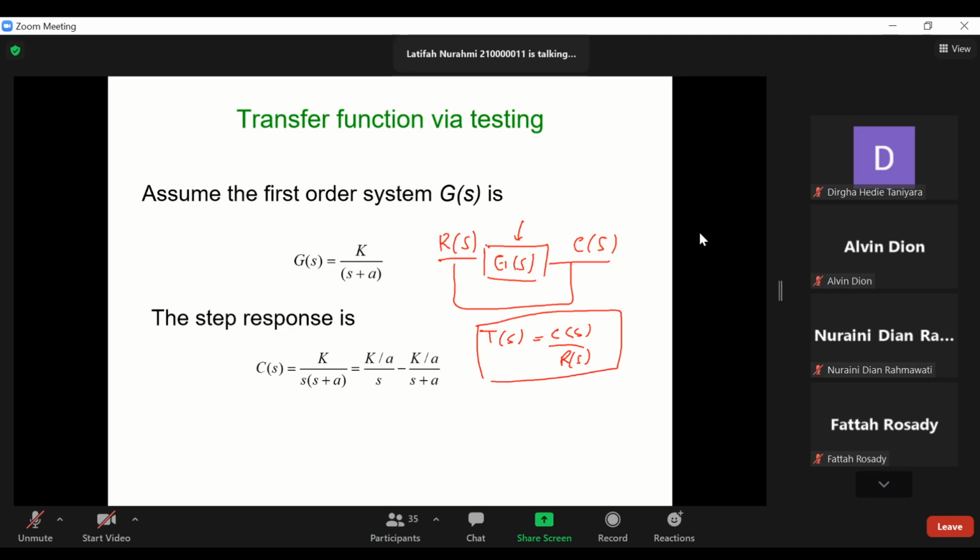Okay, and what is inside the box here, we call it G(s). This is not for today's topic, this will be the next topic. But it is just to tell you that G(s) is different than T(s). T(s) is a transfer function, and G(s) is simply the transfer function of one block. So here it is to tell you the difference.